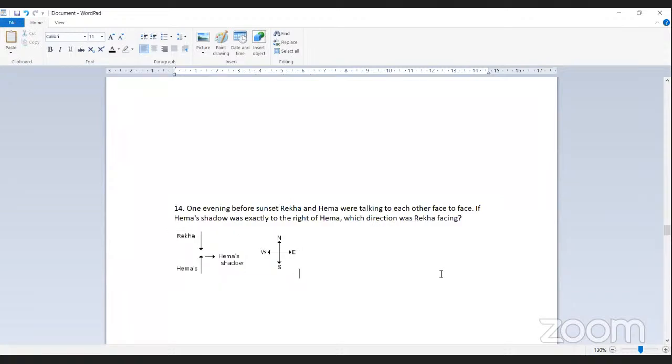Please, if you have any doubt, just tell me, okay? Don't keep the doubt in mind. Ma'am, the answer is south, right? Yes, south is the answer. They have asked which direction Rekha is facing. Rekha is facing south. Okay, ma'am.